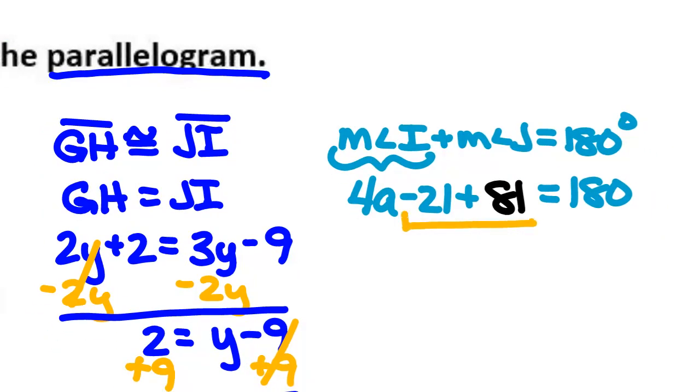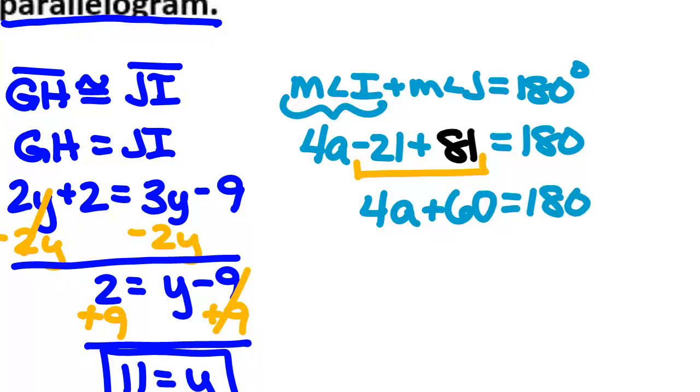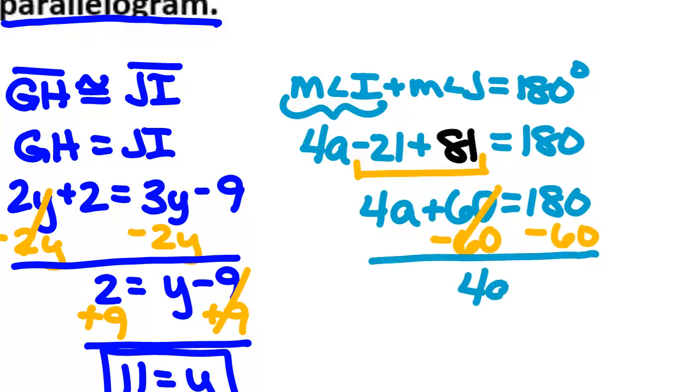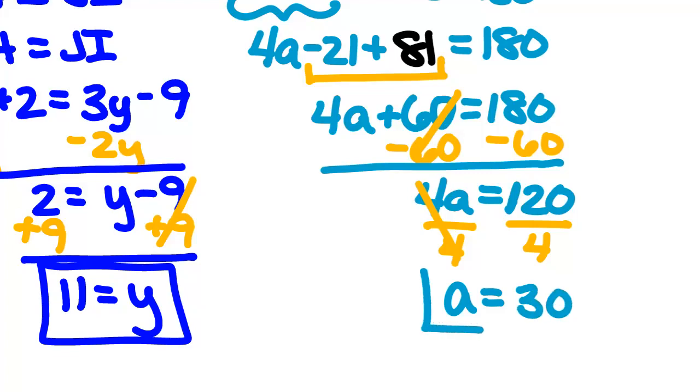We combine our constants together over on the left, combine our like terms. Negative 21 and 81 gives me 60. Then I subtract 60 from both sides. 180 minus 60 is 120. So I have 4A equals 120. Then we divide both sides by 4. And I get that A is 30.